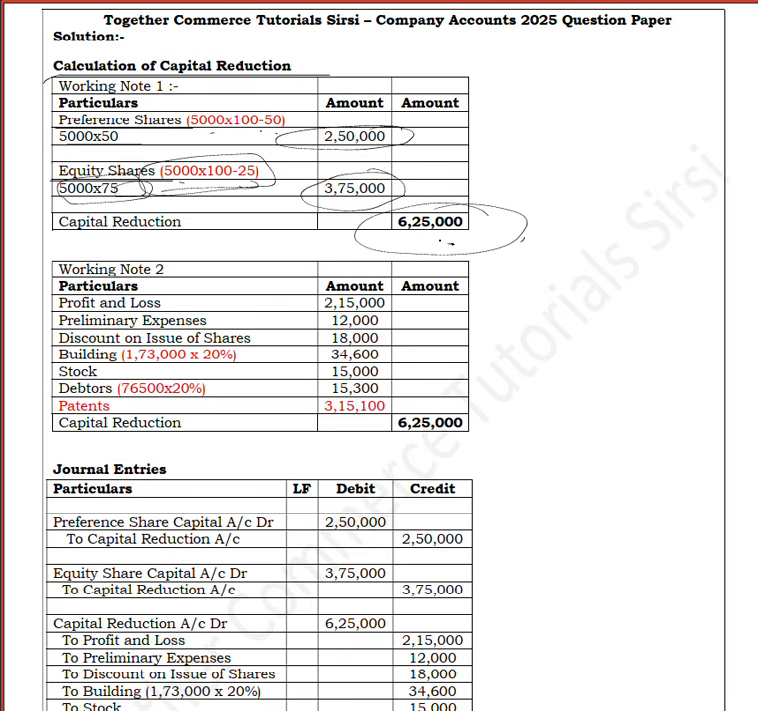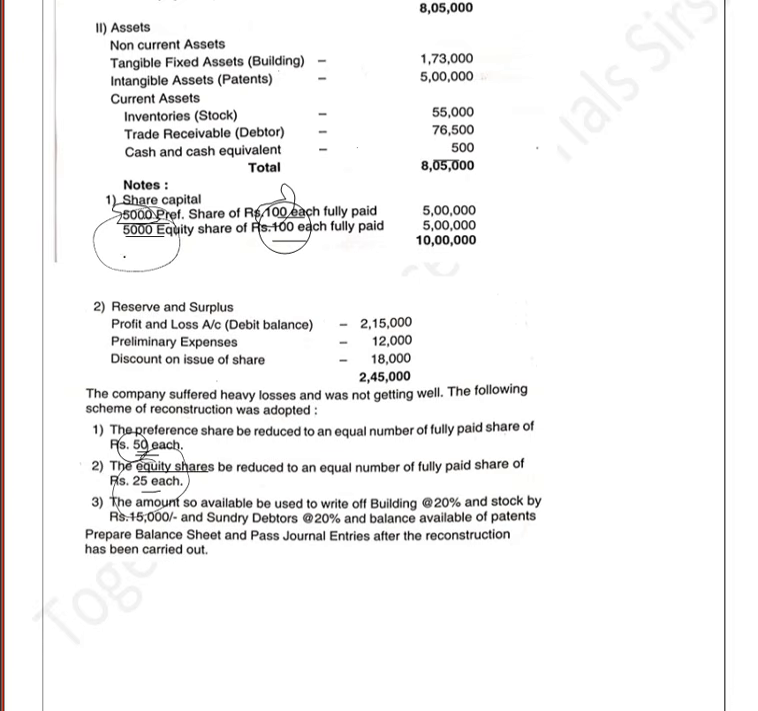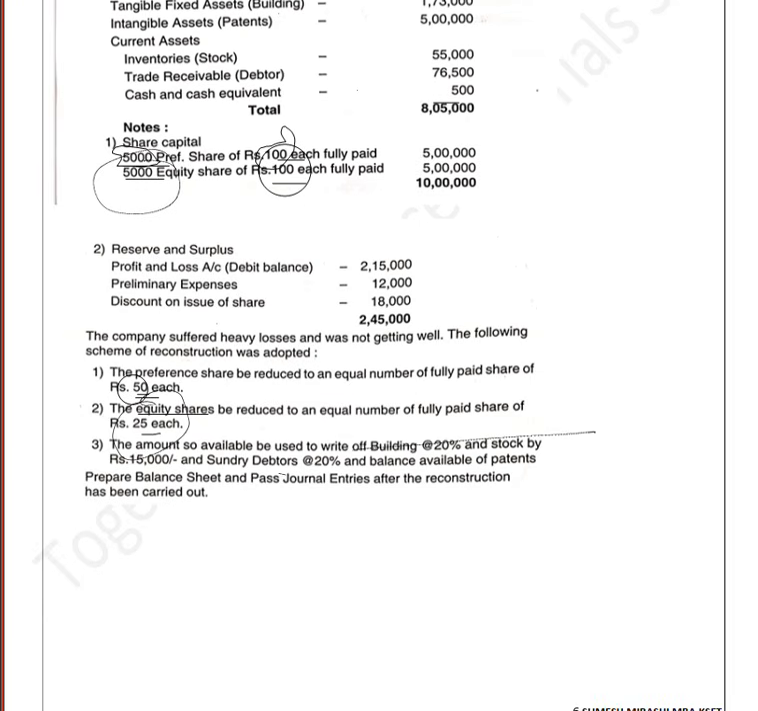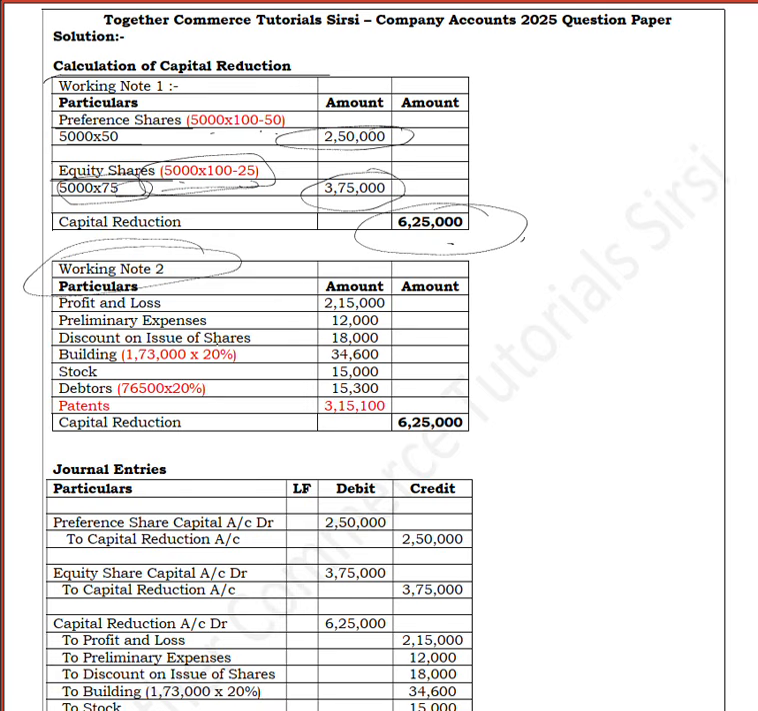Now this same 6,25,000 is to be used for the second working note. Here it is, we have made working note 2. For working note 2, we have to take adjustment number 3 in full. Let me read the question for working note 2 first. What does working note 2 say? The amount so available is used to write off building by 20%, stock by 15,000, debtors by 20%, and the balance of patents. Before going to this adjustment, you can see here I have written profit and loss account, preliminary expenses, and discount on issue. This entry is very important. This is the basics of this chapter.